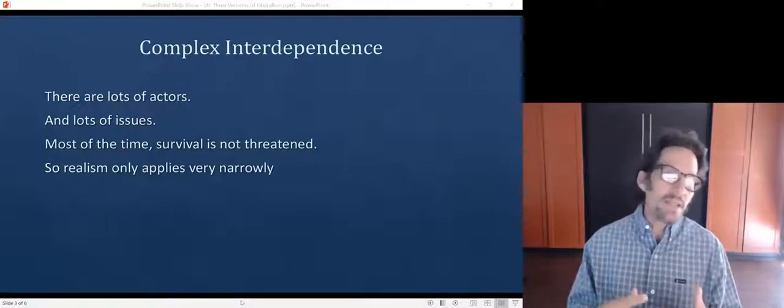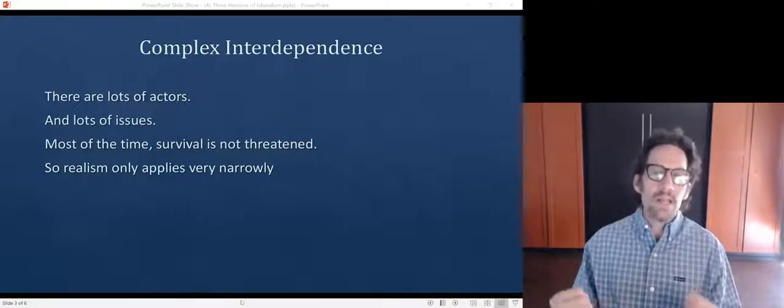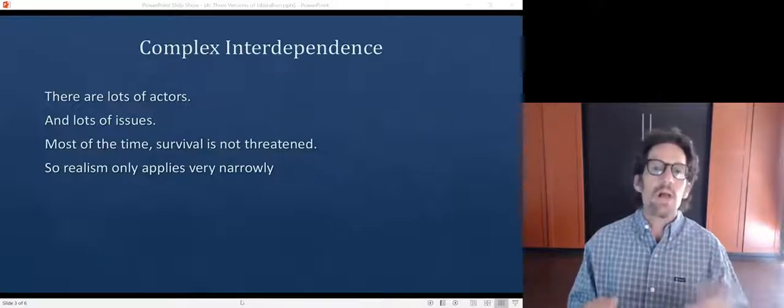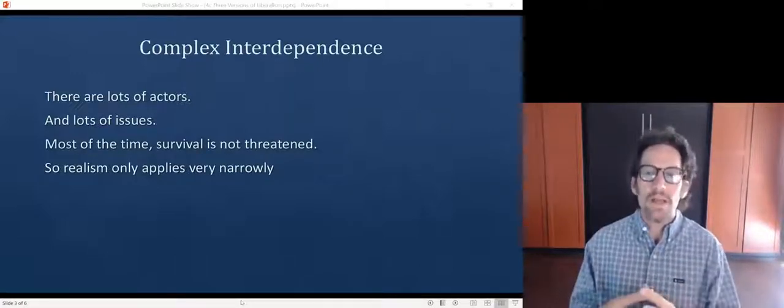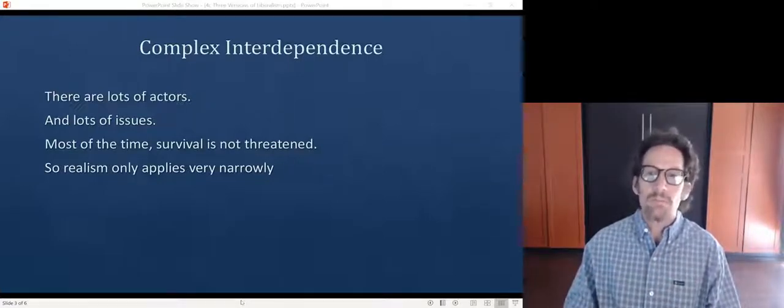So it's not that they say that realism is wrong per se, but rather that it only pertains to a fairly narrow slice of what goes on in international politics, and there's a lot of other important, interesting stuff going on where realism simply doesn't apply very well.